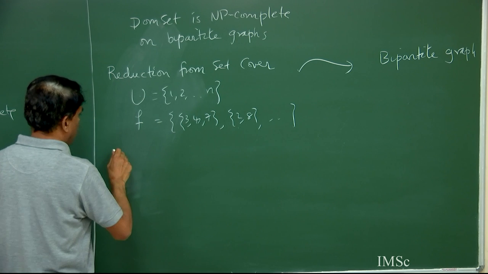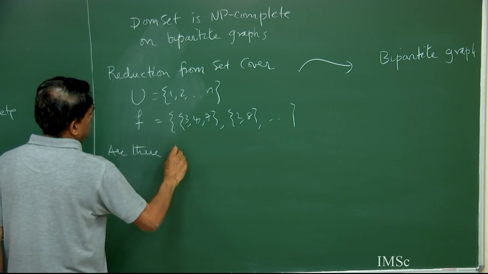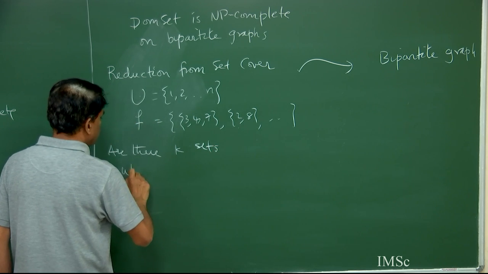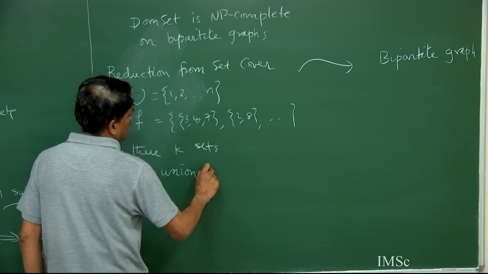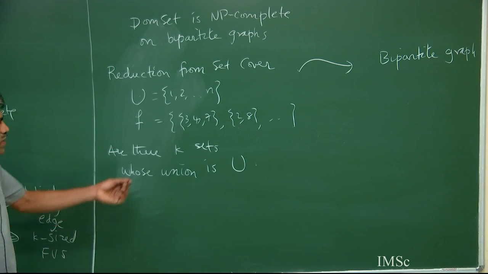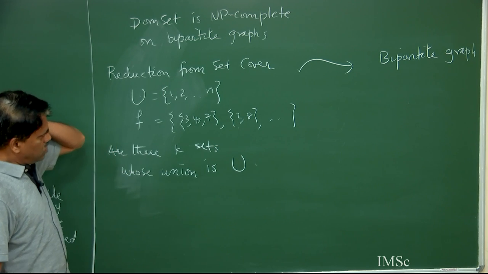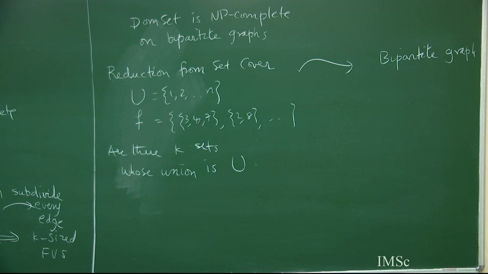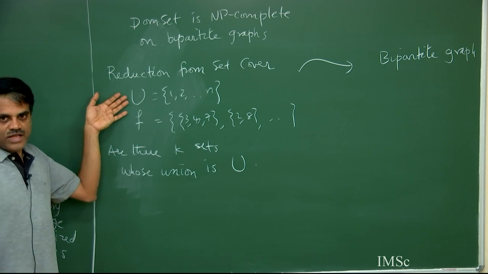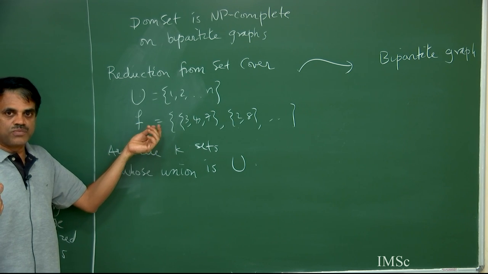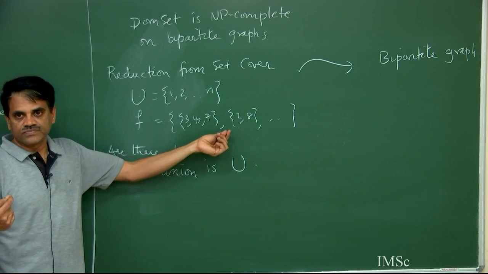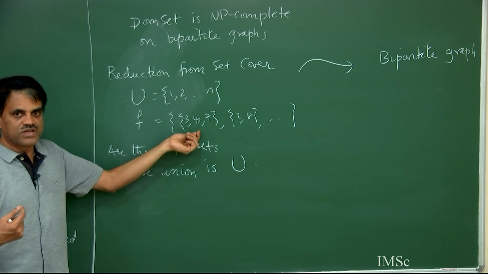And what is the question here? Are there k sets whose union is the universe? That means, can you pick some small number of sets, k sets here, that will cover the entire universe, right? It's pretty easy to reduce dominating set to this. I can model dominating set as a set cover problem, because the universe would be my vertex set, that's what I'm trying to cover, and the family of sets will be a vertex and all its neighbors. So then I can ask, can I pick these k vertices that will cover the remaining vertices?